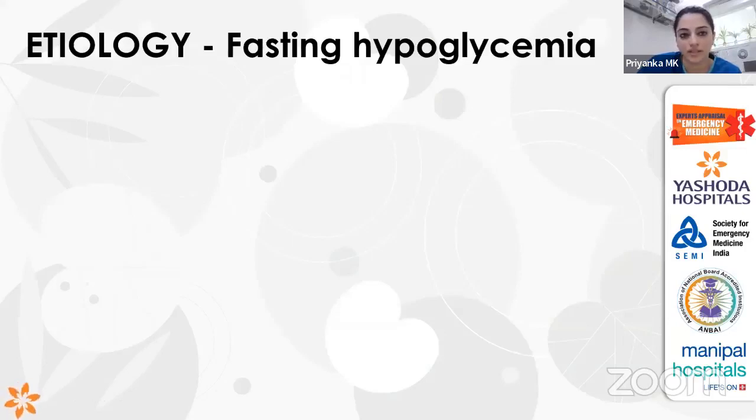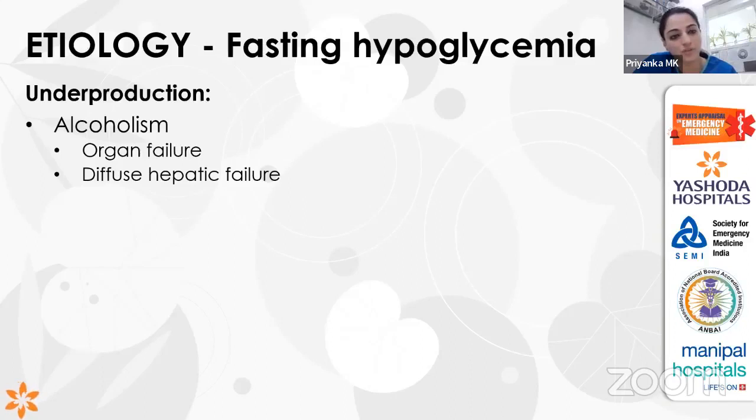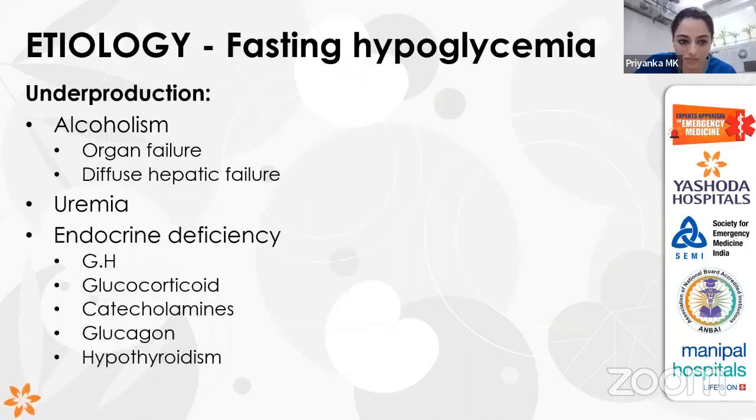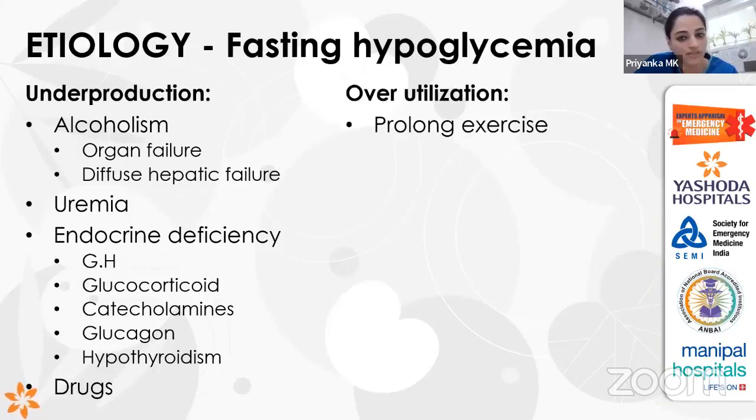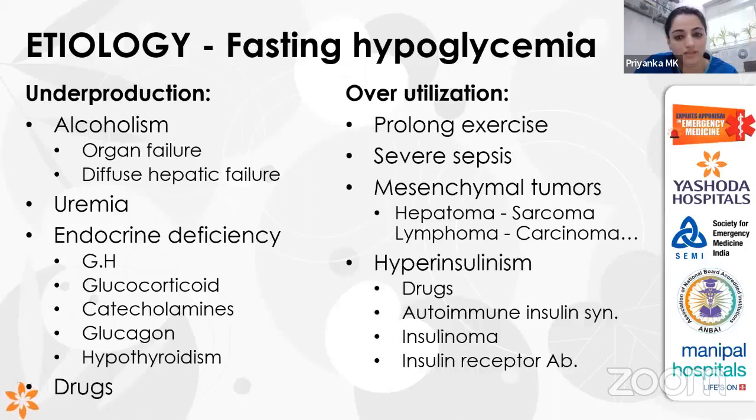You can diagnose it based on fasting hypoglycemia or postprandial hypoglycemia. In fasting, it's usually underproduction or overuse. Underproduction can happen due to alcoholism, organ failure, hepatic failure, uremia, endocrine deficiencies, or drugs. Overutilization happens following prolonged exercise, severe sepsis, in case of some mesenchymal tumors, and in hyperinsulinism, which is caused due to drugs, autoimmune insulin syndrome, insulinomas, or insulin receptor antibodies.